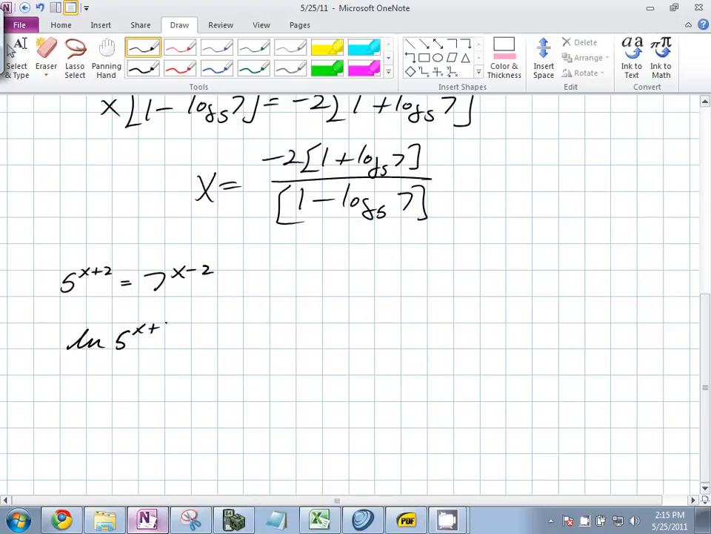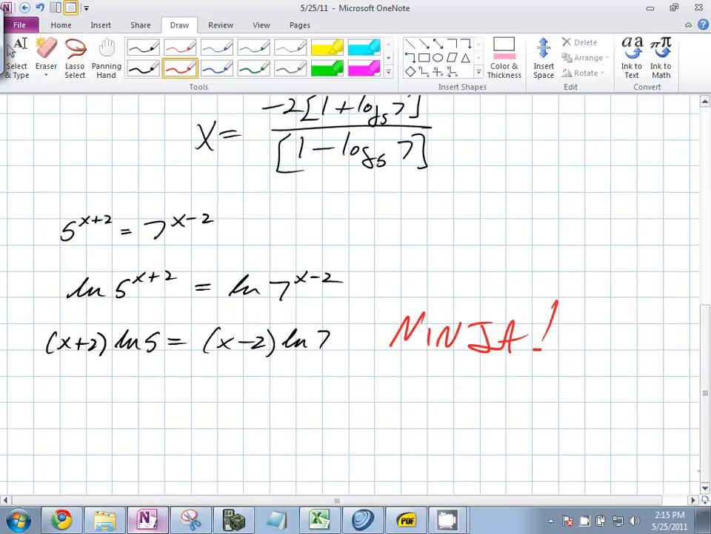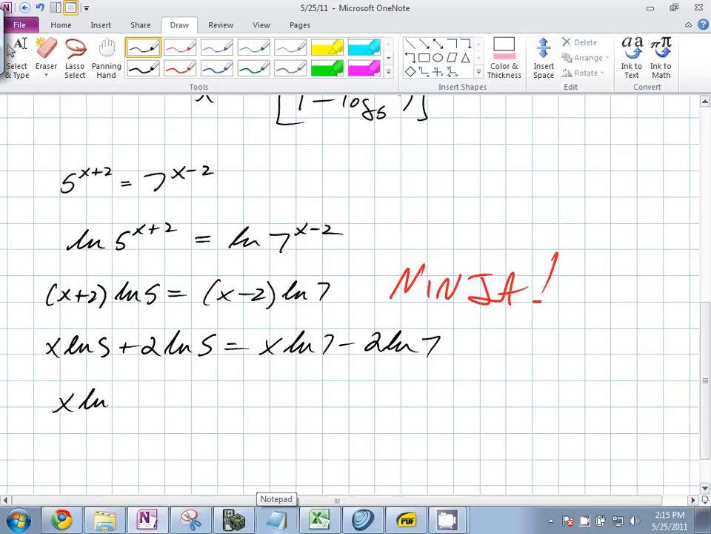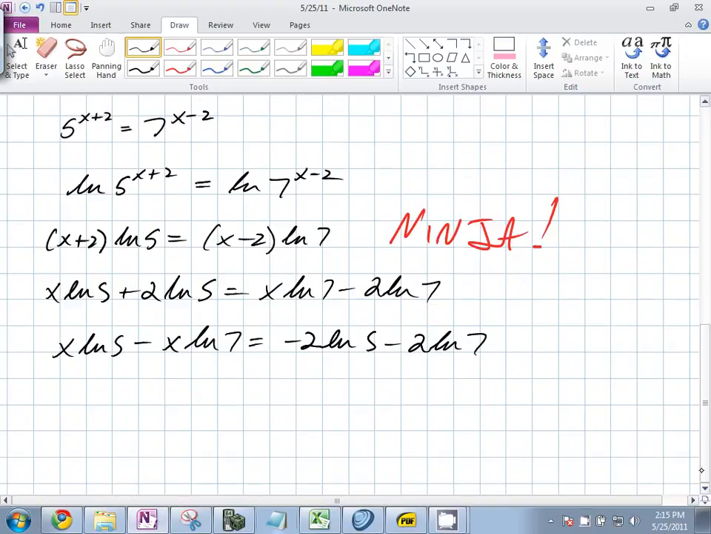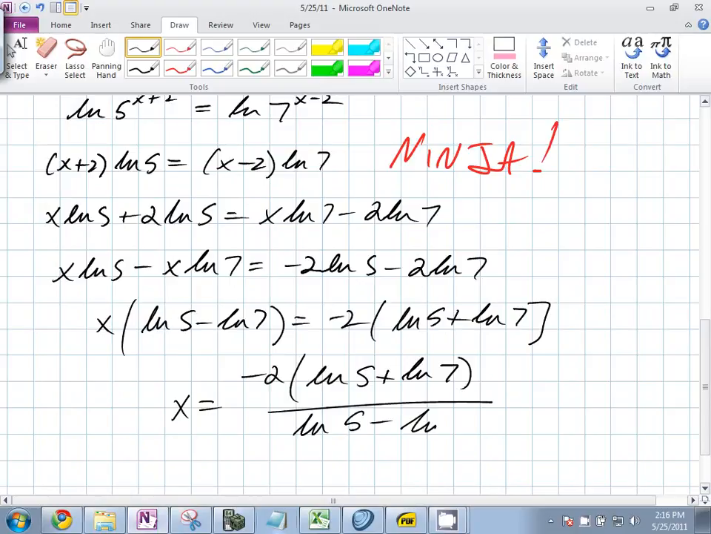ln 5 to the x plus 2 equals ln of 7 to the x minus 2, which means that x plus 2 ln 5 is equal to x minus 2 ln 7. Now it's just algebra. So now it's x ln 5 plus 2 ln 5 equals x ln 7 minus 2 ln 7. So that's x ln 5 minus x ln 7 equals negative 2 ln 5 minus 2 ln 7. So that's x times ln 5 minus ln 7 equals negative 2 times ln 5 plus ln 7. So x is equal to negative 2 times ln 5 plus ln 7 all over ln 5 minus ln 7.